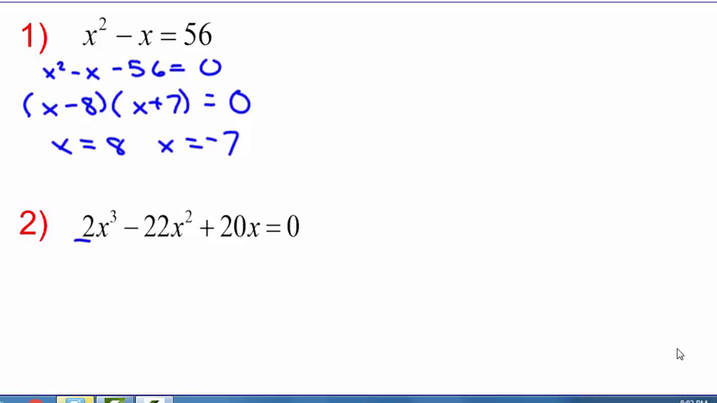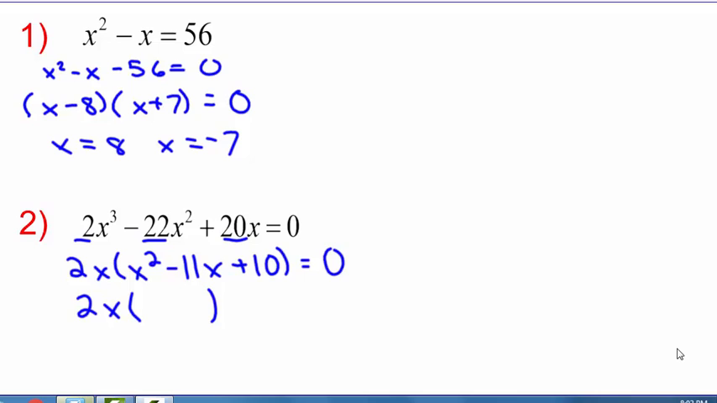In 2, I'm looking at this. First thing I see, I can take a 2 out. I also have an x cubed and x squared and x. So I think I'm going to take out a 2x there. When I factor it out, I have x squared minus 11x plus 10 left. At this point, I look inside. Can I factor the inside?